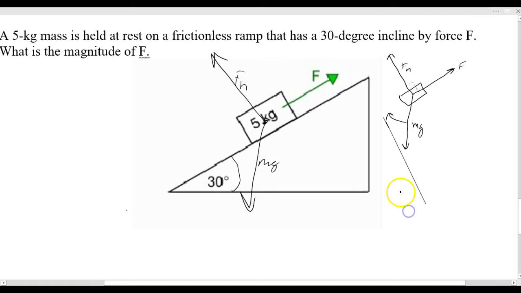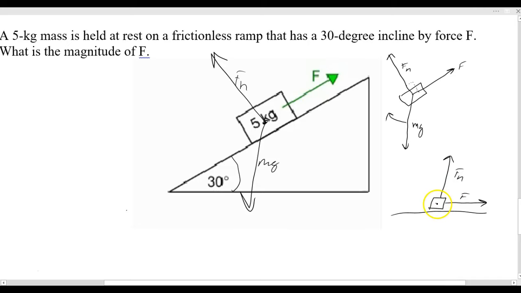So if I have the ramp completely as a straight ramp, the normal force is always perpendicular to that. Now, here is my box. Let me draw my box. So here's my box that has a mass of 5 kilograms. The normal force is straight up. The force that's pulling it to the right, force F, and then gravity.